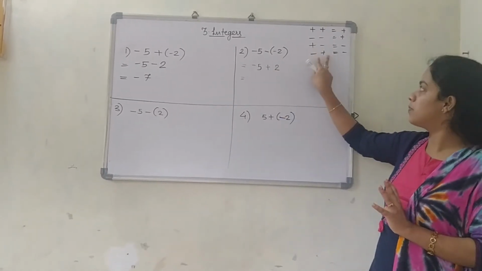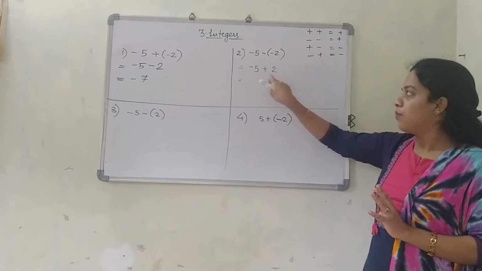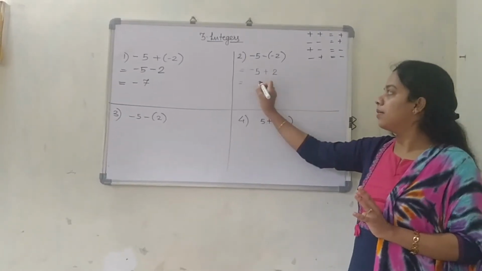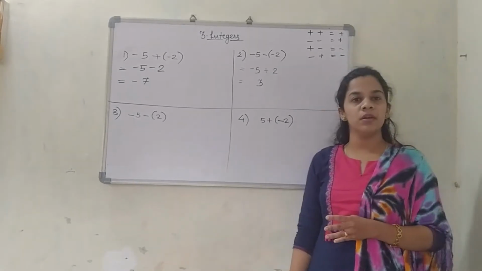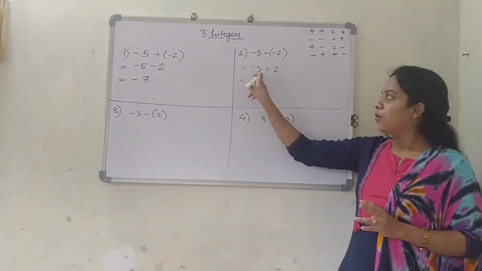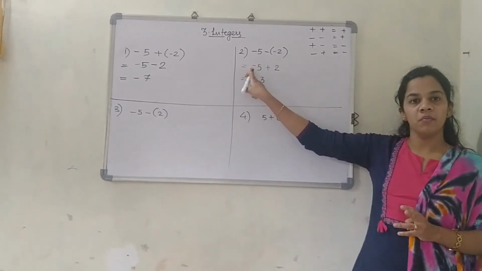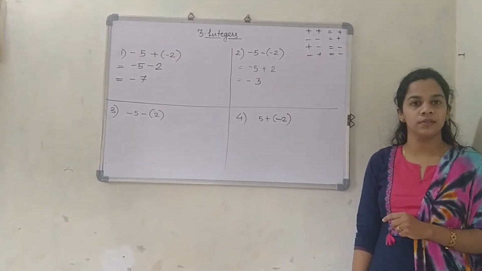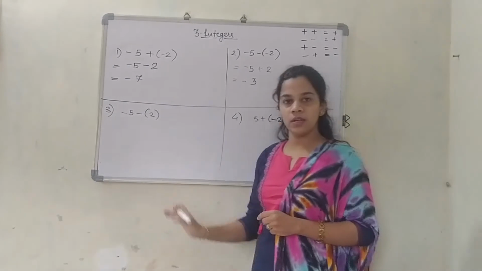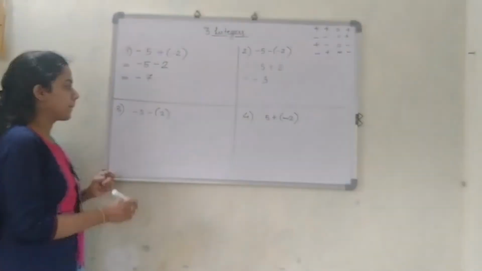Why? Because minus plus is minus. Minus 5 minus 2 is what? 3. What is the bigger number? Which is the bigger number here? 5. Which sign was 5 having? Minus. So that same minus sign I am supposed to give to my answer. Okay? Just focus over here now on the next question.